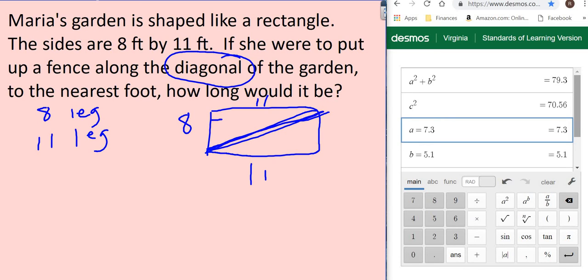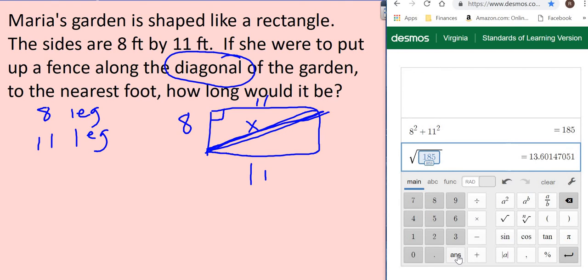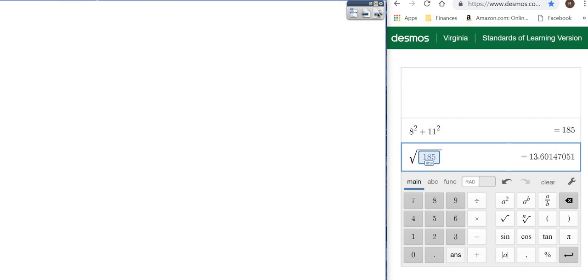So there's your 11, there's your right angle, that's your X. That's what you're looking for. So we're going to go back to my old methods. Leg squared, which is 8 squared plus 11 squared. Then I'm going to go to the next line, square root that answer, and that means that the diagonal X rounded to the nearest foot would be 14. Because you round 13.6 to the nearest foot, that 6 pushes up the 3 to 14. Okay? All right, that looks like it. Y'all can do this.